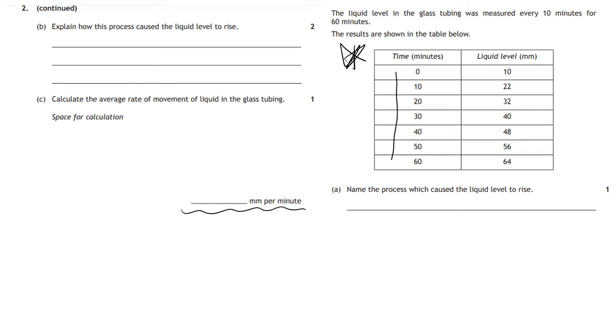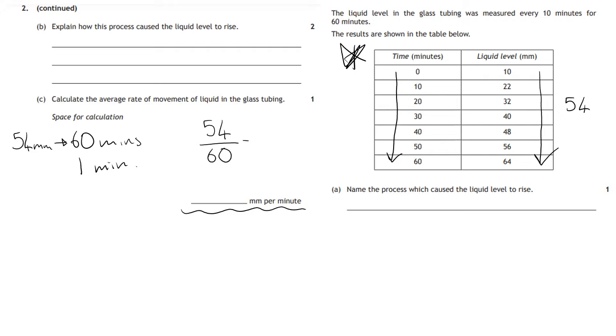So have a look. We have gone 60 minutes, okay? And how far has the liquid moved? It's moved from 10 to 64. So how far has that moved? It's moved 54 millimetres. So I've moved 54 millimetres in 60 minutes, but what do I want it for? 1 minute, okay? So if it's moved 54 in 60 minutes, then for 1 minute, I do 54 divided by 60, and it gives me 0.9.